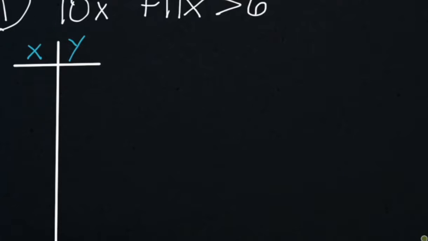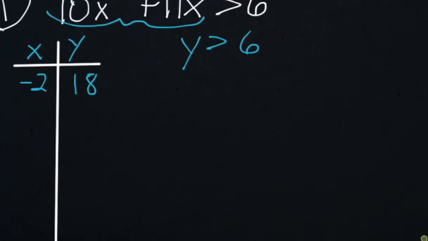Number 11. Once again, plug your equation into y1. So you have y greater than 6. Okay. So I look at negative 2 and I see it's at 18. Negative 1 is at negative 1. 0 is at 0. And 1 is at 21.